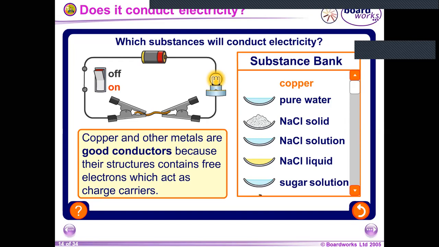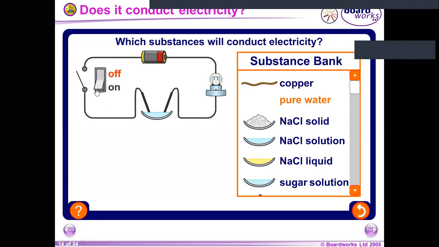Okay, now let's pick something else. For example, let's pick pure water. Of course, we're not going to use all the substances, we don't have enough time for that. So if I used pure water instead of the copper, I think it won't work. What do you think? Is it going to work or not?